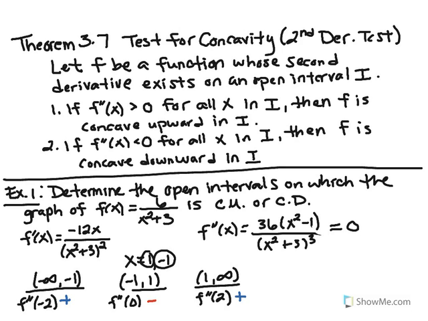And then the last one, I'm going to do f double prime of positive 2, and that gives me something that is positive. So what this means is in the first and last intervals, everything is concave upward. And everything within the interval between negative 1 and 1 is concave downward.